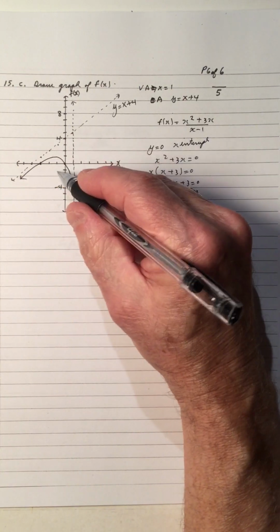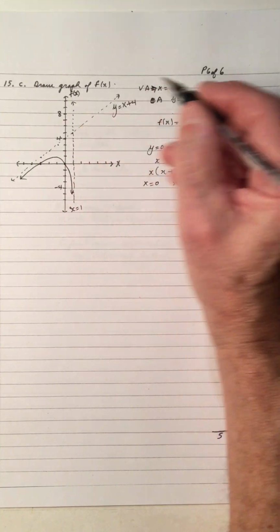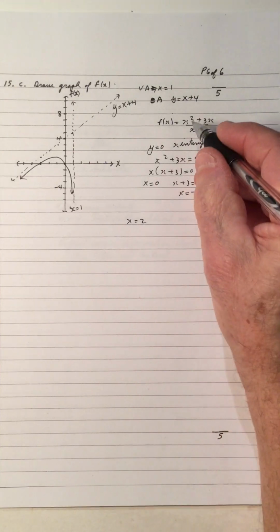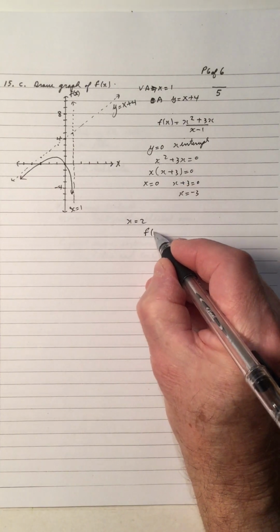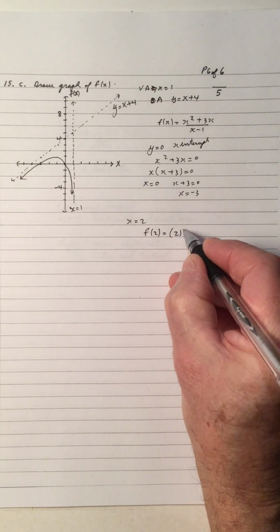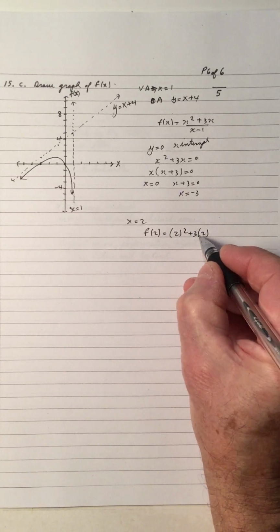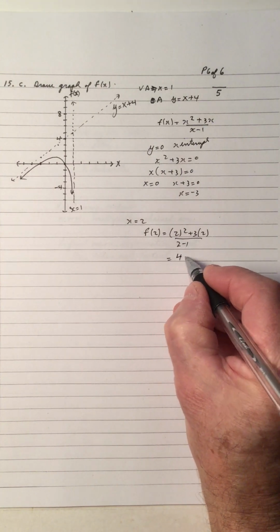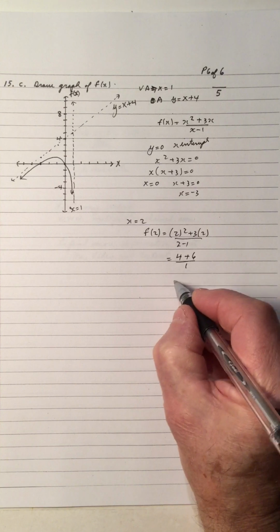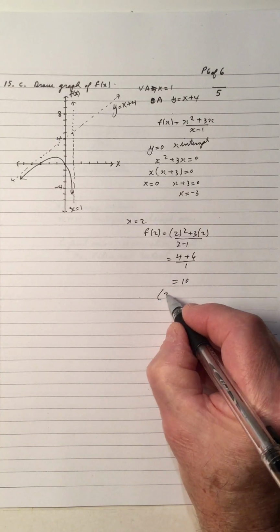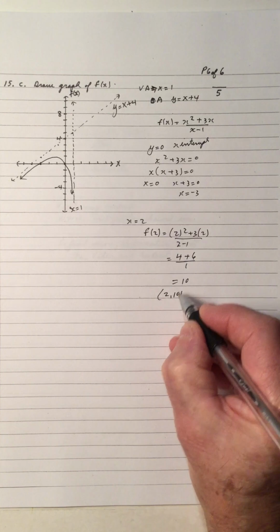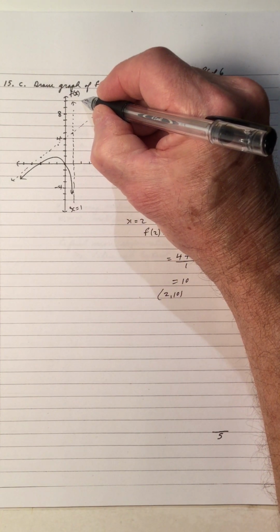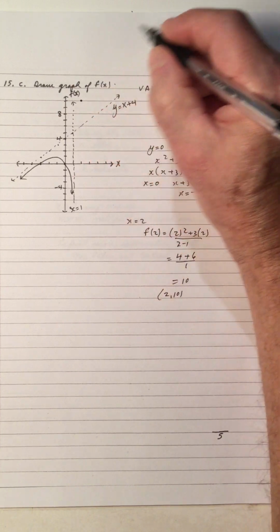Now it's in here. That means it should probably be in here. Let's check. Let's see where the other point is. Let's take x equals 2 and substitute 2 in here. So f of 2 equals 2 squared plus 3 times 2 over 2 minus 1. So 4 plus 6 over 1, 10 over 1, or 10. So that means it passes through the point 2, 10. 2 comma 10 is, let's say, about right here. So there's the point that it passes through.